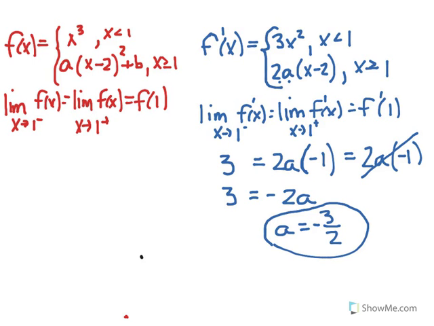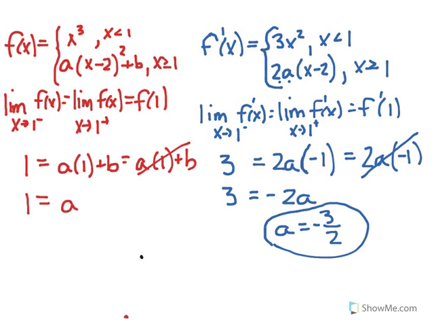So we're going to fill in our 1. 1 to the third power is 1. Now we're going to fill this on in here. This becomes a times 1 minus 2, which is negative 1 squared, which is 1 plus b, is equal to a times 1 plus b. Extraneous part again, we'll delete that. We've got 1 equals a plus b.